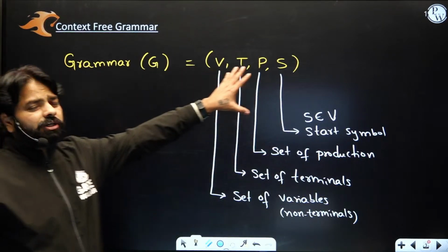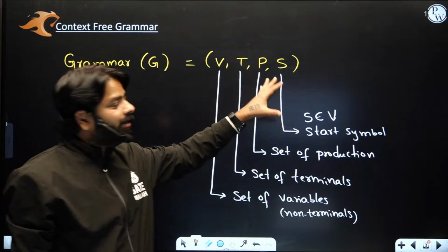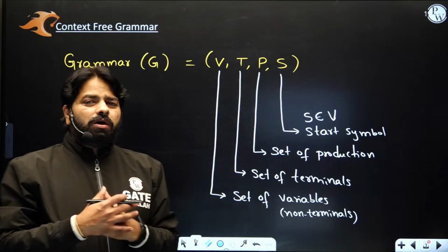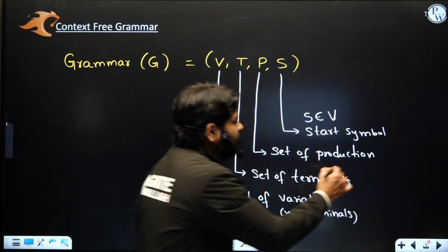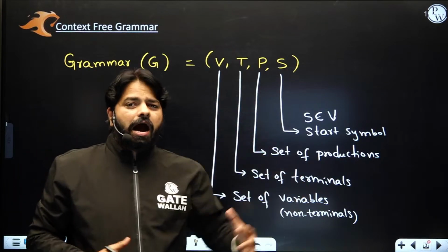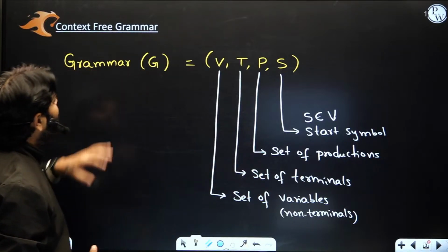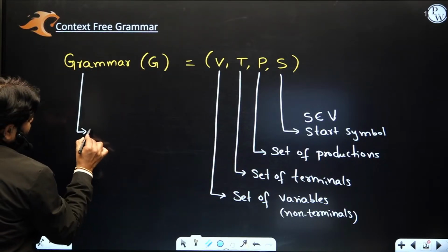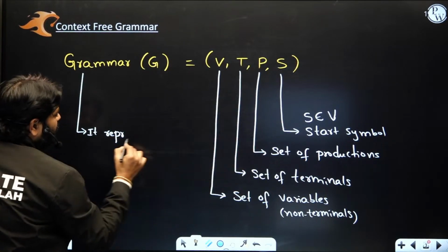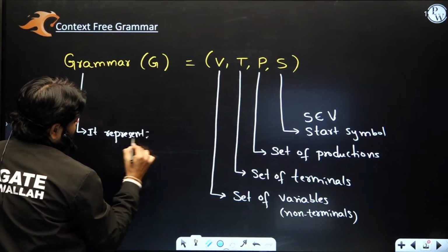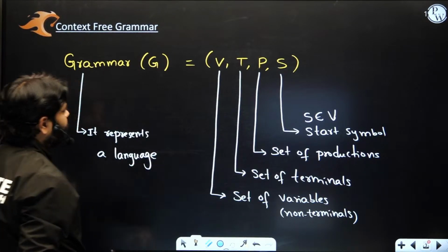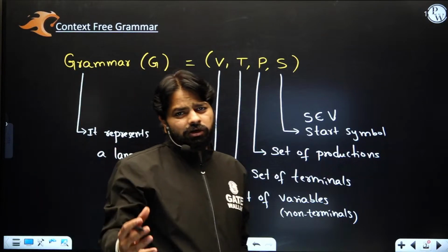Now how each production is framed or restricted depends on the type of grammar. In general, a grammar is going to have a set of productions, and these productions will help us generate a set of strings, and that set of strings is called a language. So a grammar basically represents a language with the help of the set of productions. So this is the definition of a grammar.